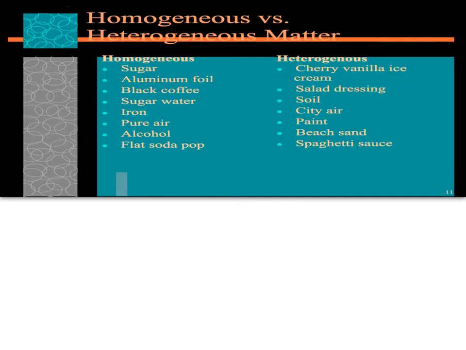This is the correct answers for what you should have come up with. Again, remember our column on the left, homogeneous, means that the matter is uniform. Heterogeneous means the matter is not uniform, or not equal amounts throughout it and evenly within it.